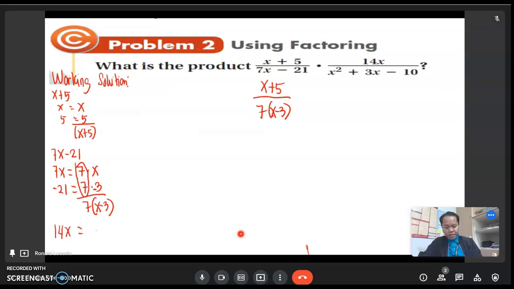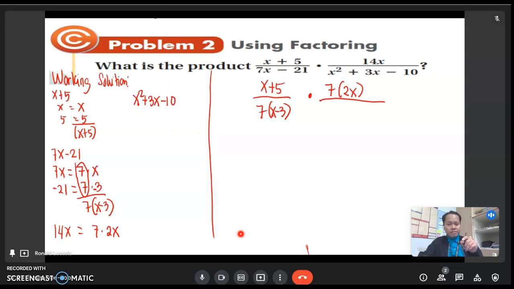Next, I'm going to have 14x. 14x is 7 times 2x, or 7 times 2 times x. So it is multiplied by 7 times 2x over, next is x² + 3x - 10.